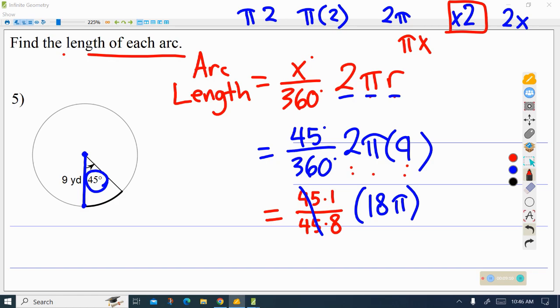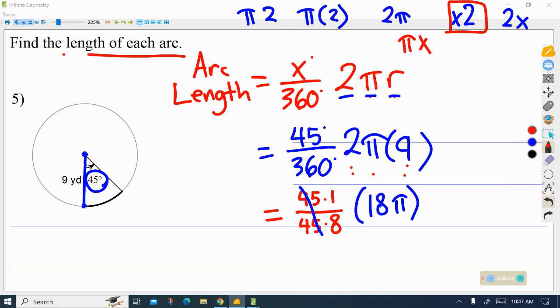It never matters what order we do multiplication in. So we need to realize, even though we wrote it like that, it doesn't mean we have to calculate it like that. This would be the same thing as 45 over 360 times 2 times 9 times pi. And so that's where the 18 came from. 2 times 9 is 18. I think this extra step is a little extra, and I don't think you necessarily have to do that. We should just do 2 times 9 and write 18. So in case that confuses you, I'm talking about that here. All right?